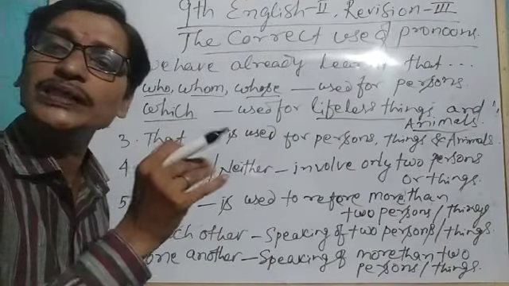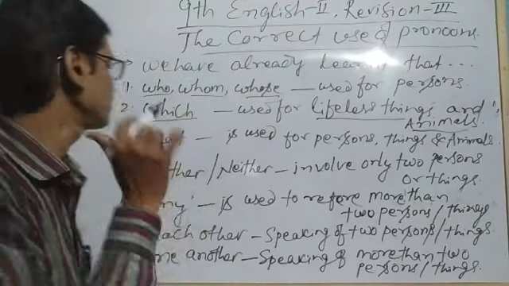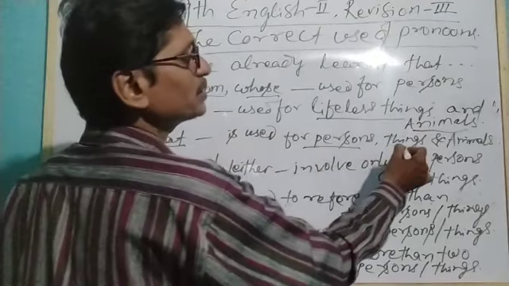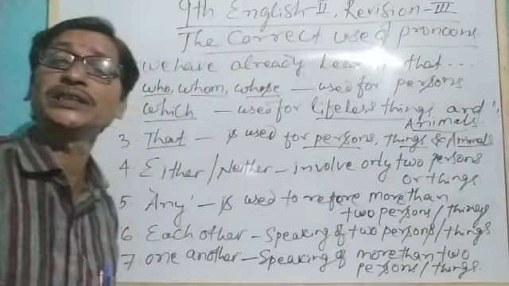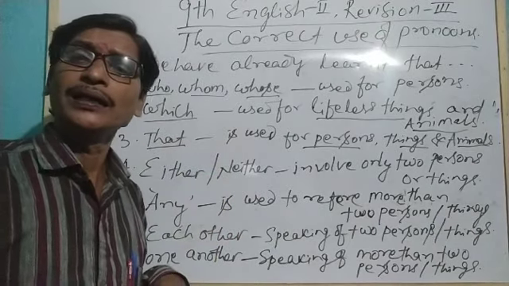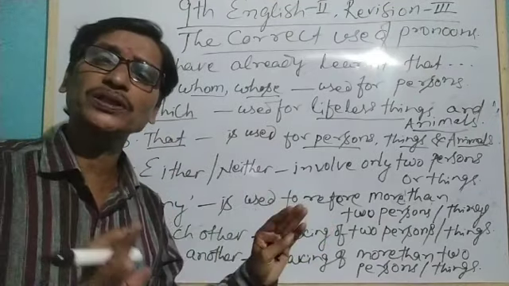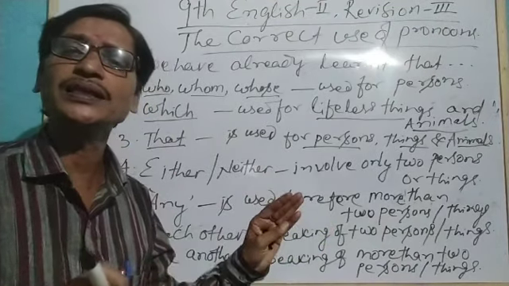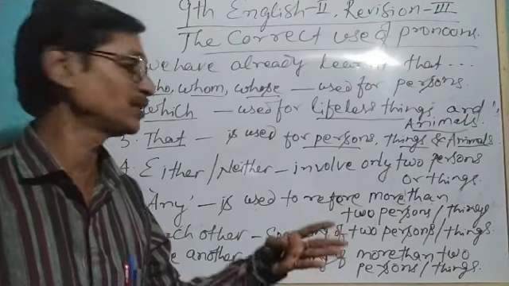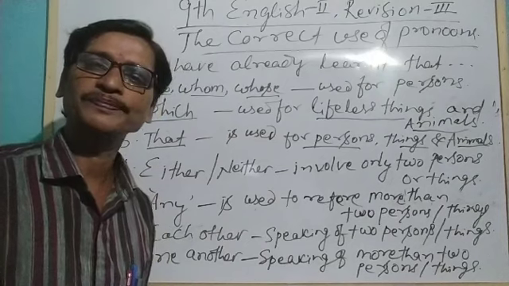We use which for lifeless things and for animals. Similarly, we use that for persons, things and animals. You see, that is a very important pronoun. It can be used for anything. It can be used for persons, animals, things, places, for everything. You see, that is a very powerful pronoun.